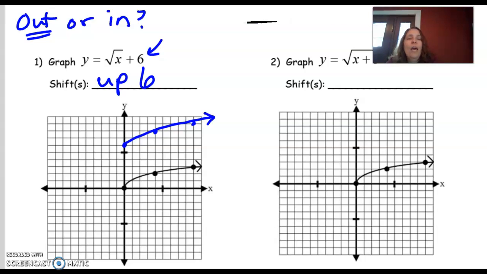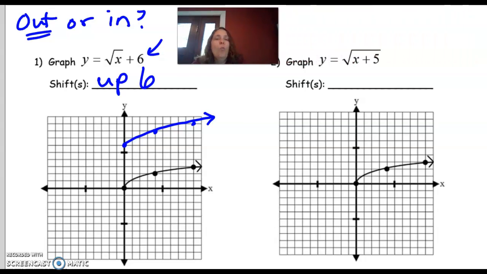All right, if we go ahead and take a look at the next one, y equals the square root of x plus 5. That's an x plus 5 inside.